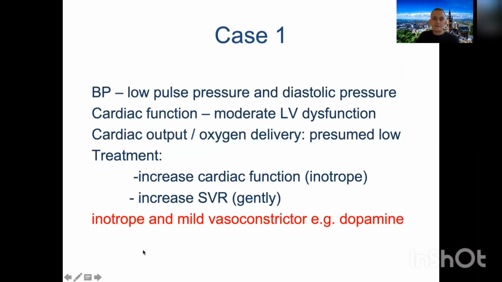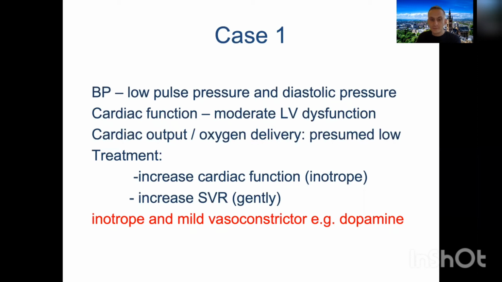So what's going on in the circulation? Let's think about the individual components. We've got a blood pressure with a slightly low pulse pressure and a low diastolic pressure. So that starts to suggest maybe slight impairment of cardiac function and a low systemic vascular resistance. Our cardiac function was confirmed on echo as being moderately dysfunctional. And the lactate tells us that we've got impaired oxygen delivery.